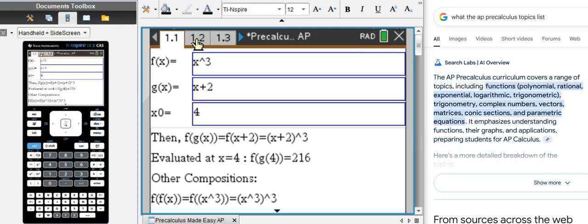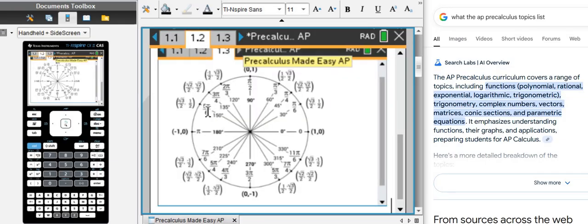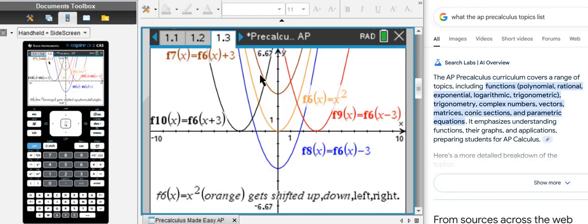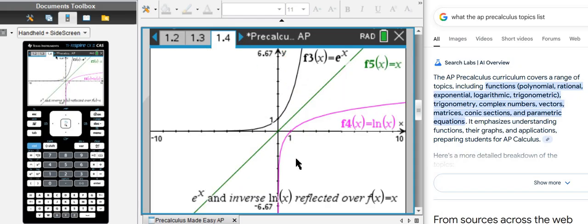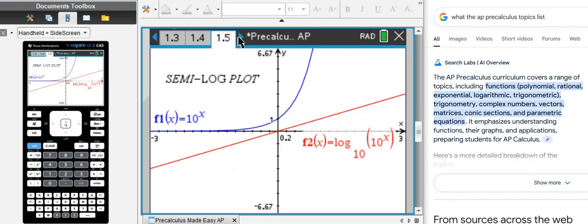Also, lastly, all these other tabs have good information for you, such as the unit circle is in here. Under 1.3, you can see how the orange graph is shifted up, down, left, and right with the graphs here. So there's a lot of more good stuff shown, e to the x and the inverse ln of x in a different tab. You will learn about semi-log plots, which can be done right here.